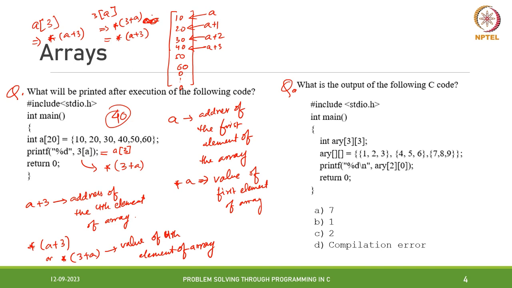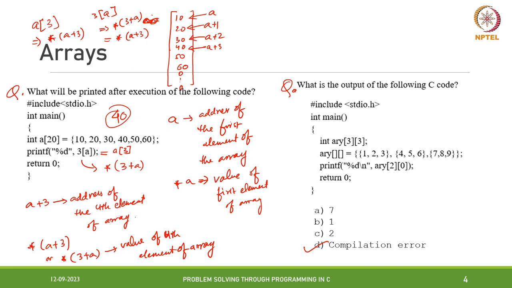Okay, why do you think it should be 1? No. 7. Okay, so I'll tell you here the answer will be compilation error.